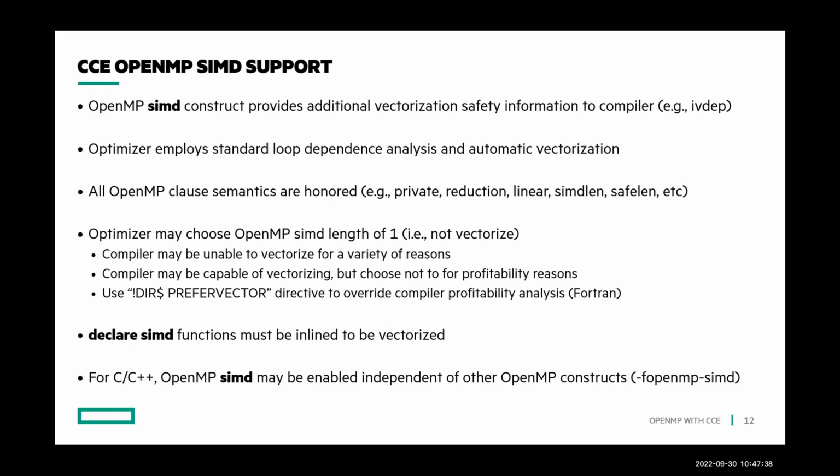But if we're not able to inline the function, we don't generate vector versions of them. And if a declare SIMD function is called, which we weren't able to inline, and it's in a SIMD construct, then we will either just execute that portion of it serially, or we might end up just not vectorizing the loop. And as I had mentioned, we do have a separate control for enabling OpenMP SIMD functionality. And again, I think that we will also be adding that very soon to our Fortran compiler.